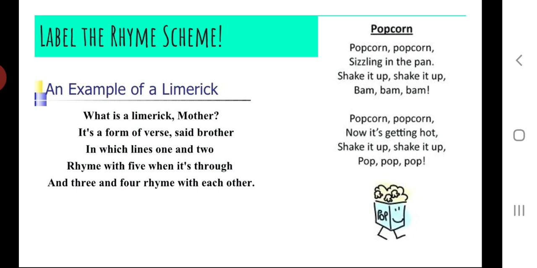So here is an example of a limerick, which I know is in one of the poetry packets. So, what is a limerick, mother? It's a form of verse, said brother, in which lines 1 and 2 rhyme with 5 when it's through, and 3 and 4 rhyme with each other.